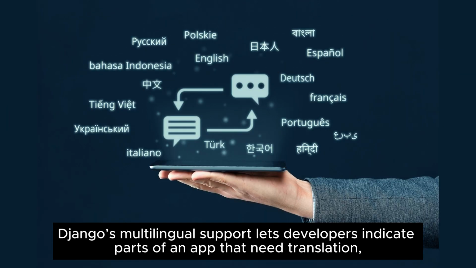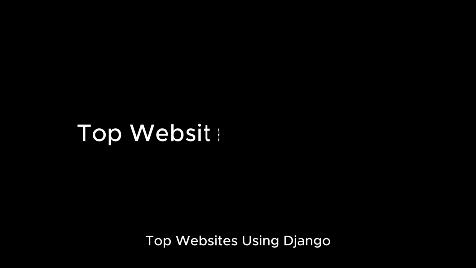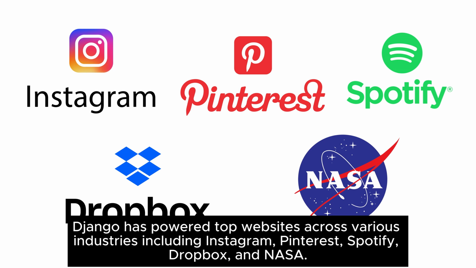Django's multilingual support lets developers indicate parts of an app that need translation, which helps the app reach a larger audience base. Top websites using Django. Django has powered top websites across various industries including Instagram, Pinterest, Spotify, Dropbox, and NASA.